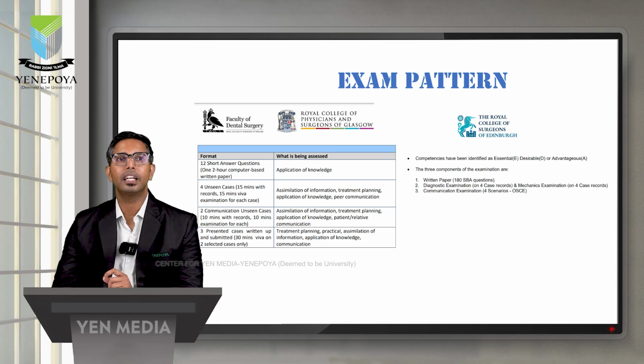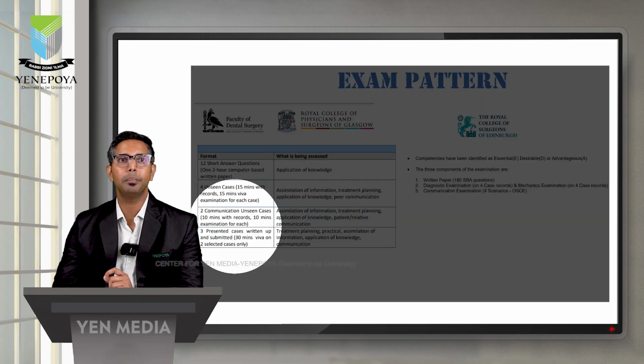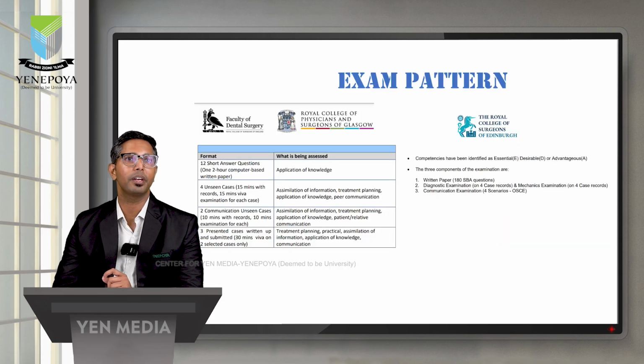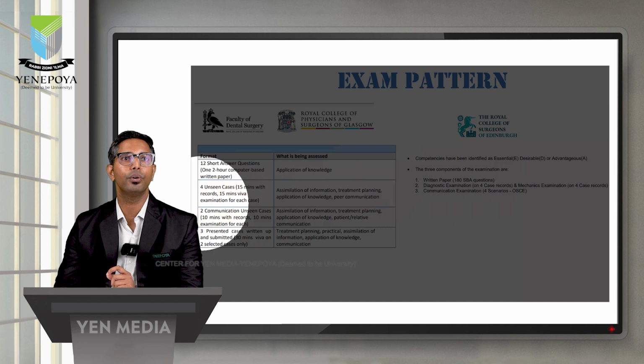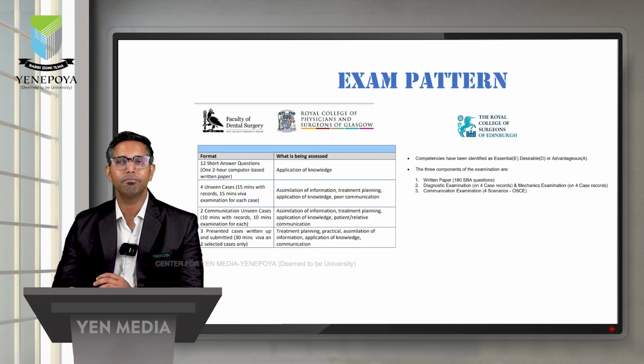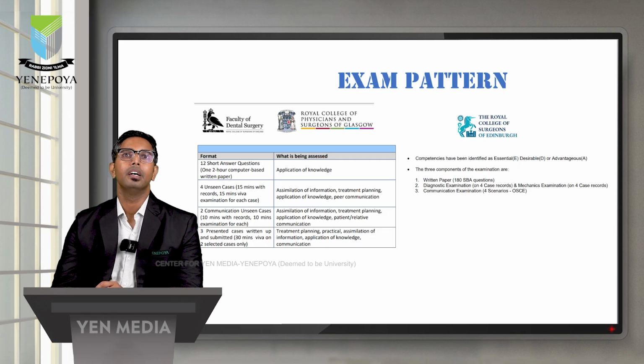Now something interesting: it is the 3 presented cases which sets it apart from the Royal College of Edinburgh exam, because you don't have to present your own 3 cases in Edinburgh. So if you are looking for an exam which doesn't ask you to give any of your own cases, then the Royal College of Edinburgh would be the exam for you. Next is the Royal College of Edinburgh.